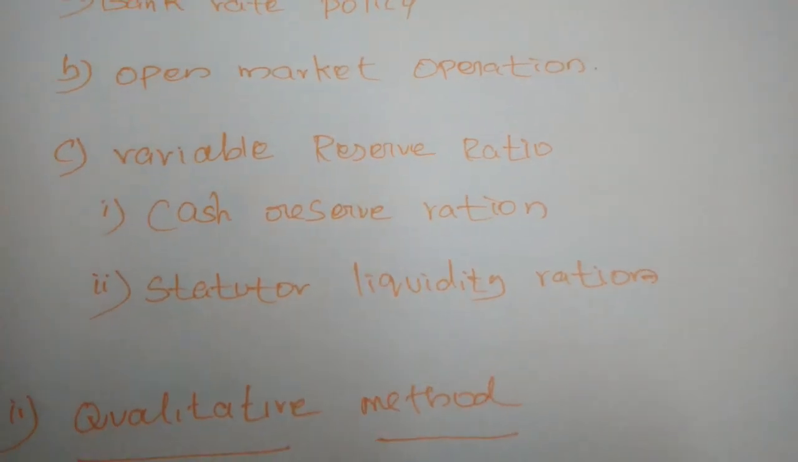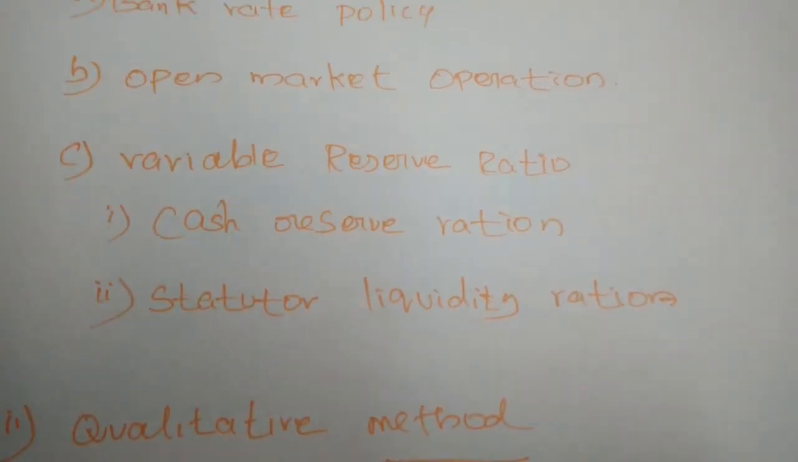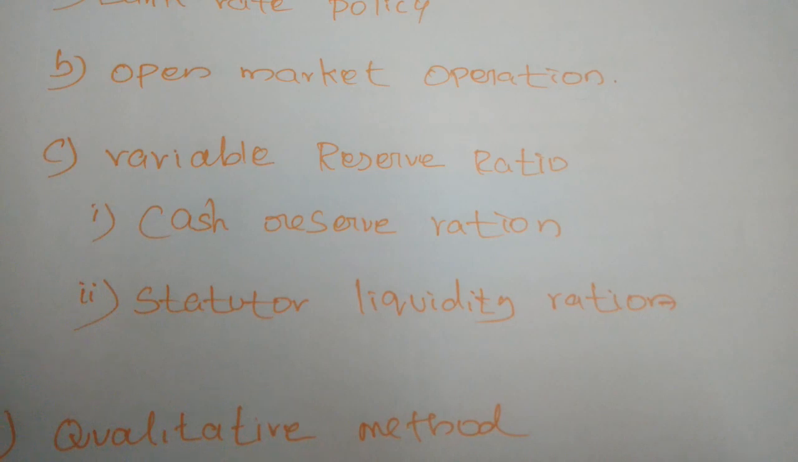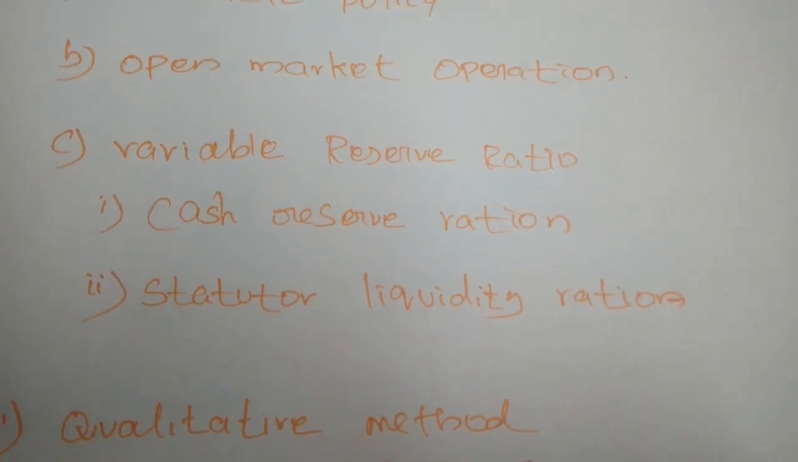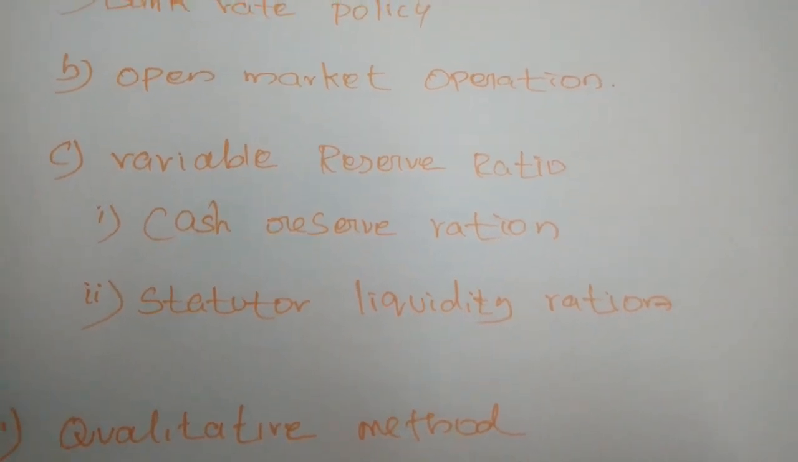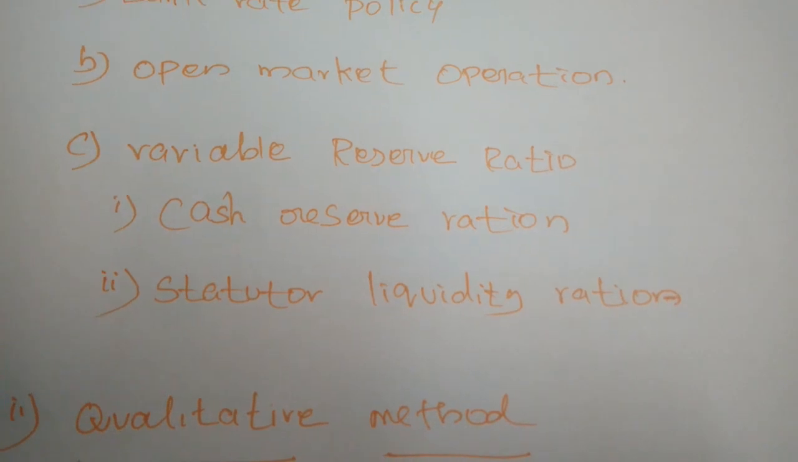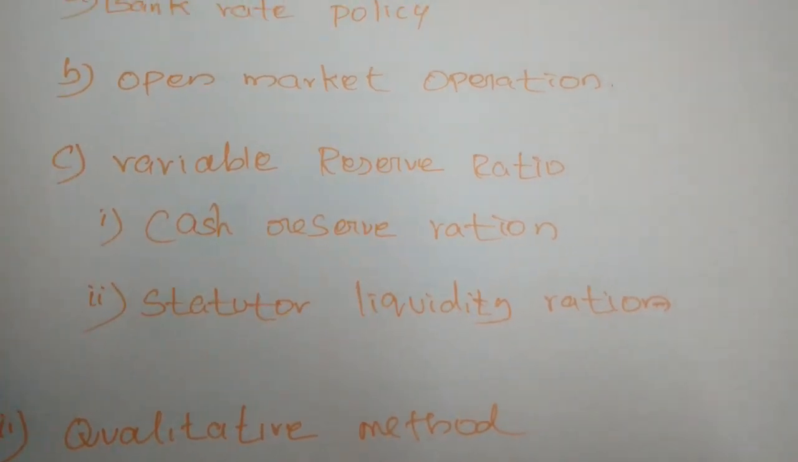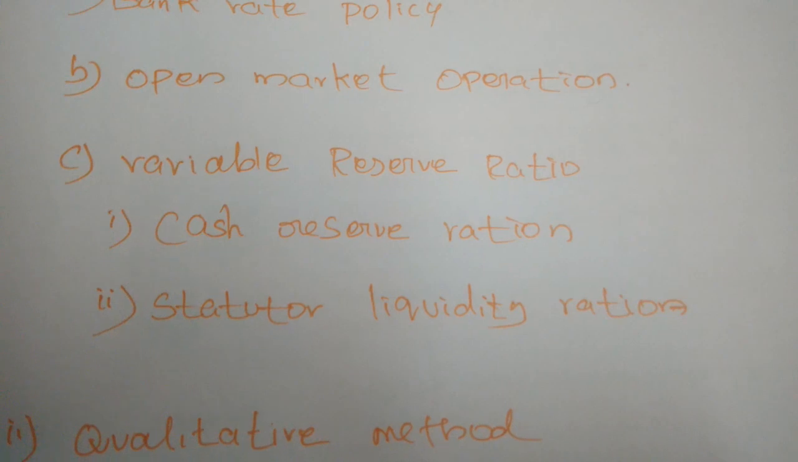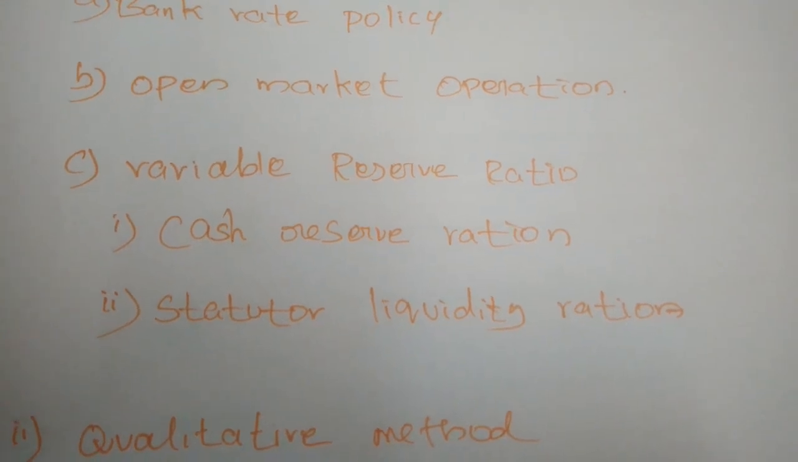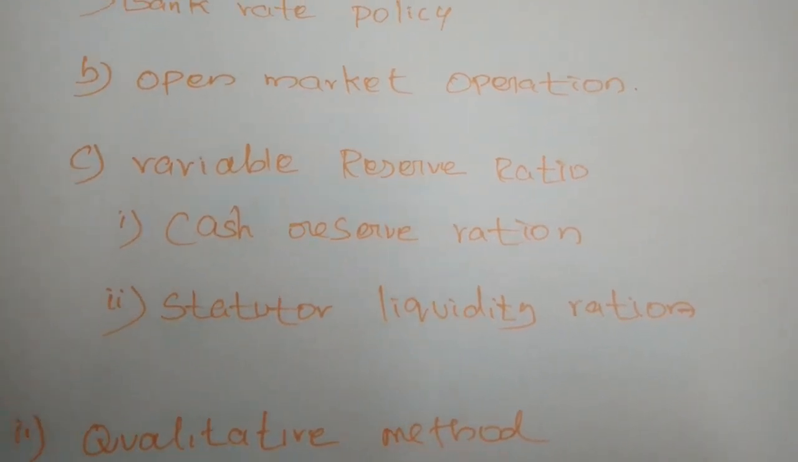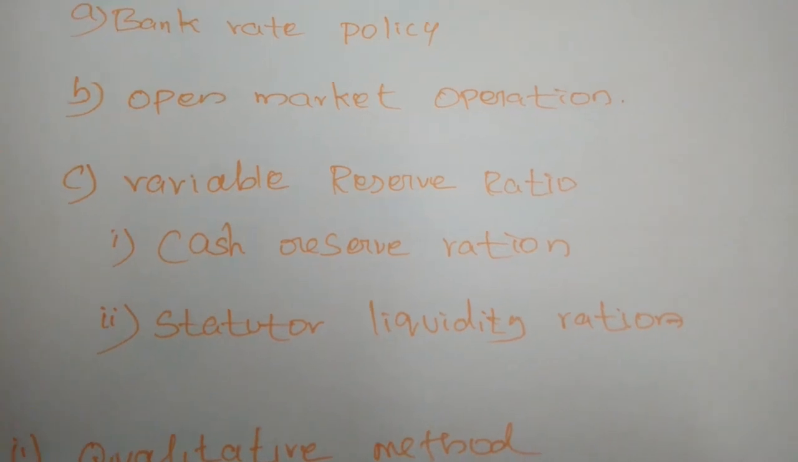By having this amount of money, or this amount of finance only, the commercial bank can be able to lend the money to the public. So by increasing or decreasing the liquidity ratio also, the lending power of the commercial bank will be reduced.